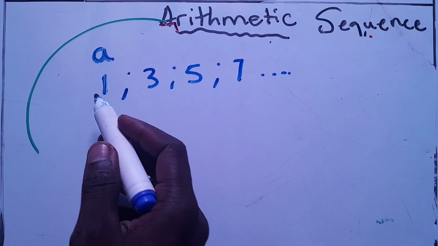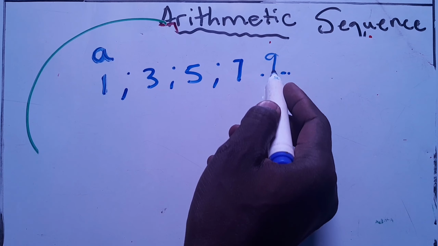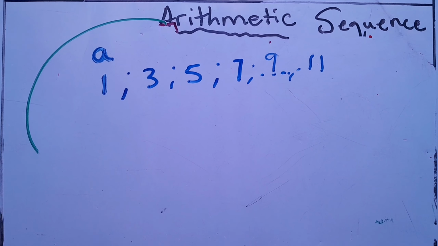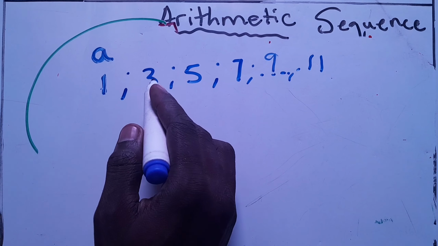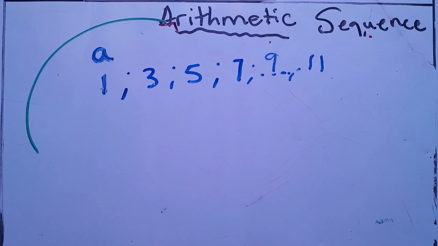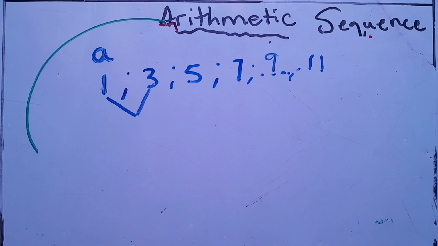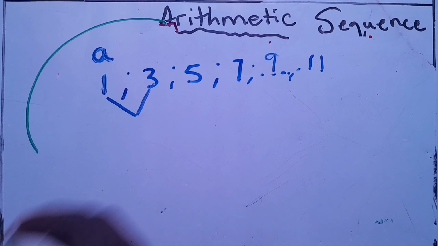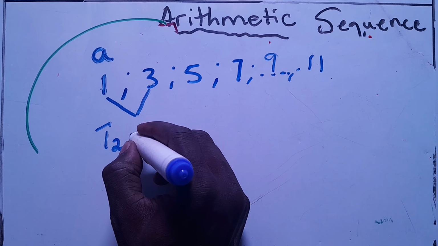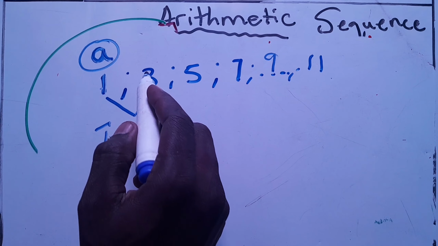If we check these terms, you can guess what comes after this term: yes, it's 9, and after this, 11. So you can see what is going on here. To get from one term to the next, we added 2. We call this the common difference. To find the common difference of the arithmetic sequence, we say term number 2 minus term number 1. Term number 1 we refer to as A, and this is term number 2.